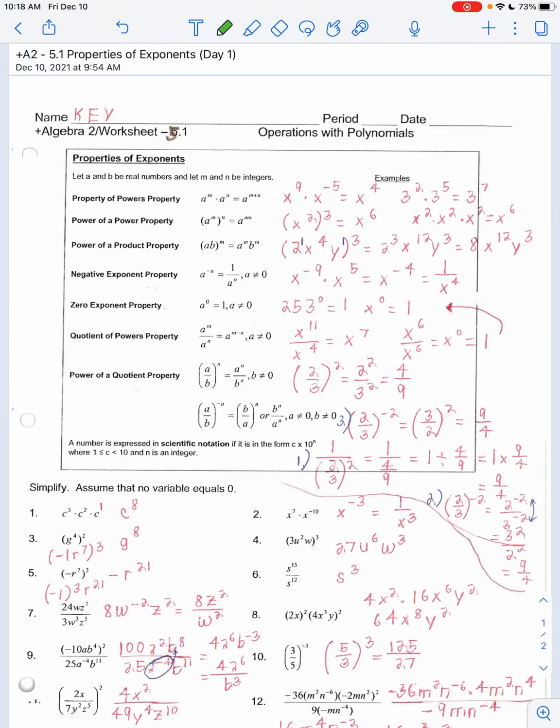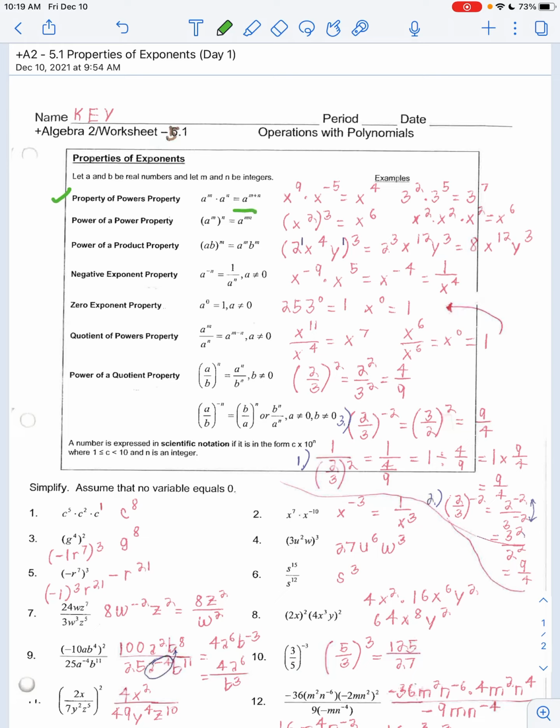This is the e-learning lesson for Friday, December 10th over section 5.1, Properties of Exponents. This is our first day on this section, and it is a review of the properties of exponents you learned back in Algebra 1. At the top of this handout, which can be downloaded from Canvas, either as a blank page or as a completed notes page, you can see the examples for the properties of exponents. We're going to start with the first property, the property of powers.